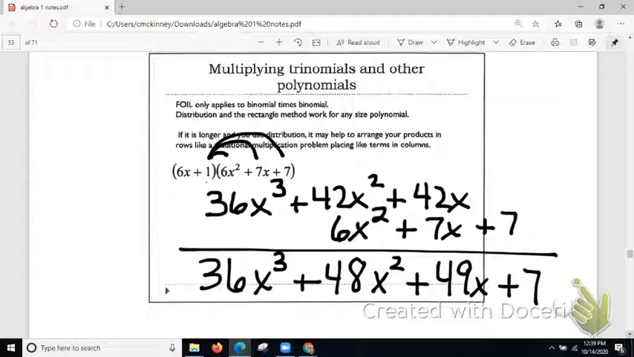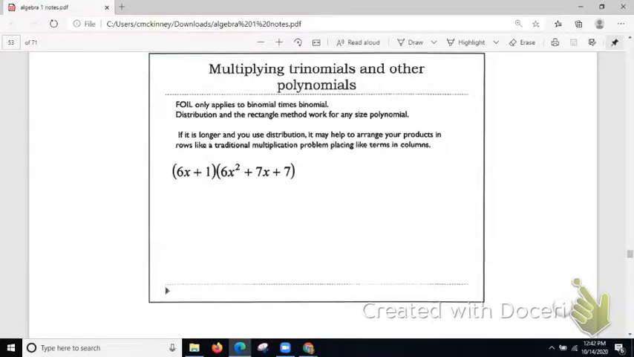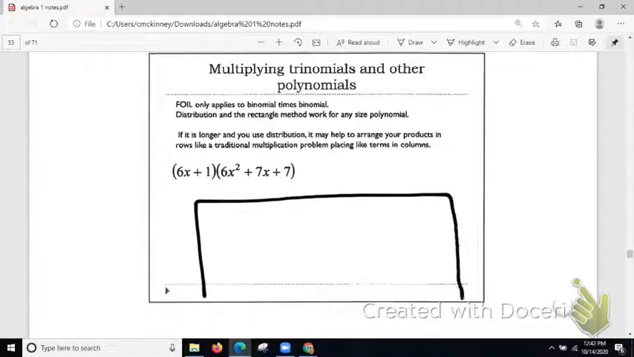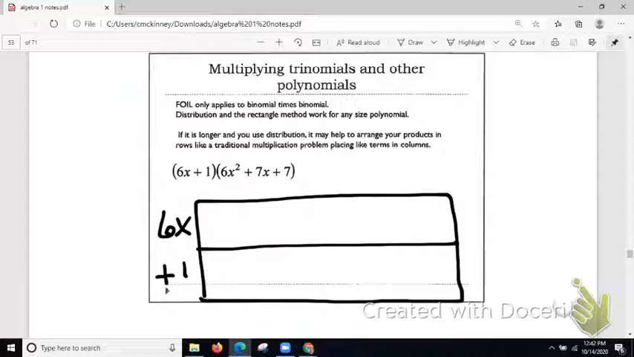So if you liked the box, that's what it would look like with the box. If you didn't like the box, you can fast forward here a little bit. If you like the box and you think that would help you make sure that you remembered to do all the parts, well, now that I have a 2 by 3, I'm going to have 6x plus 1 here, but I need 3 parts this way. And you can see why this is more of a rectangle, right?